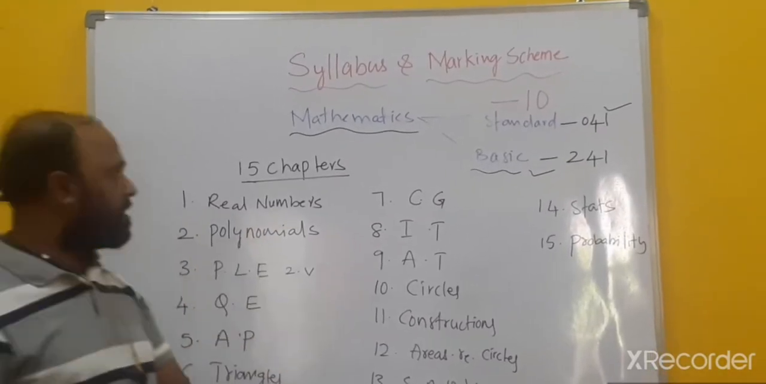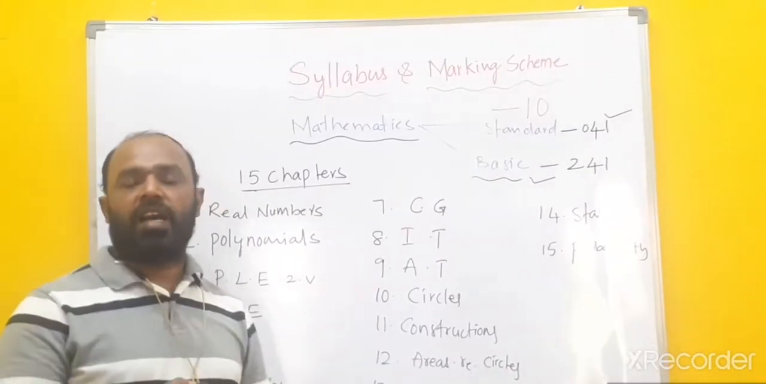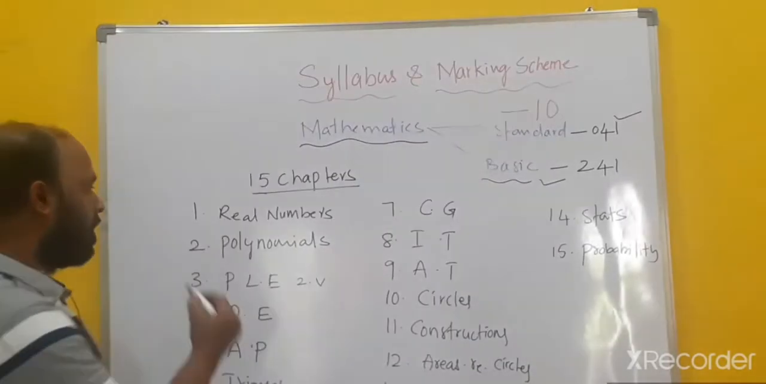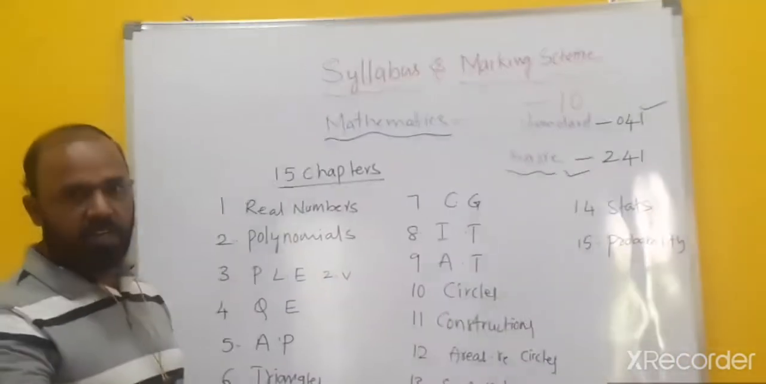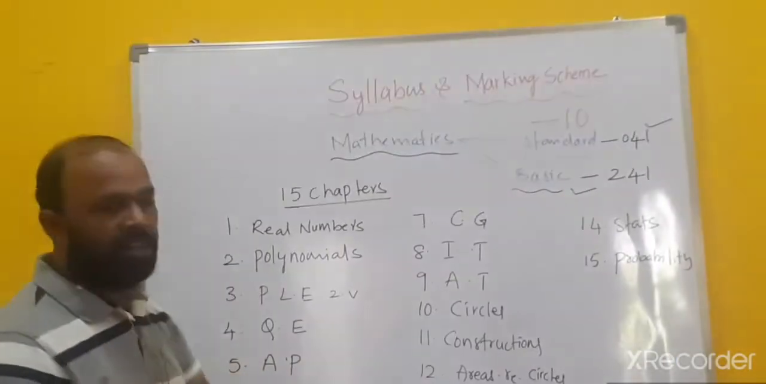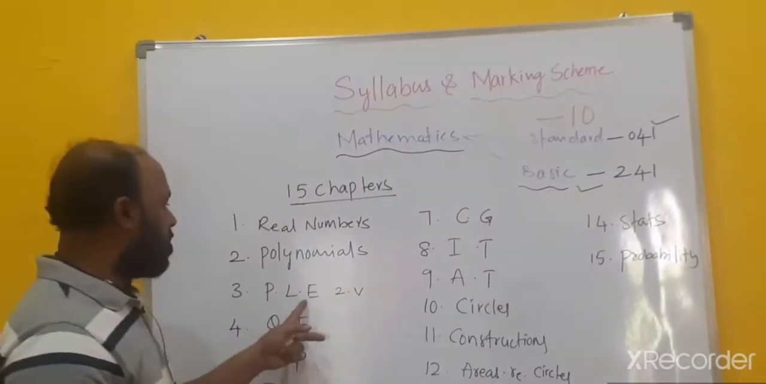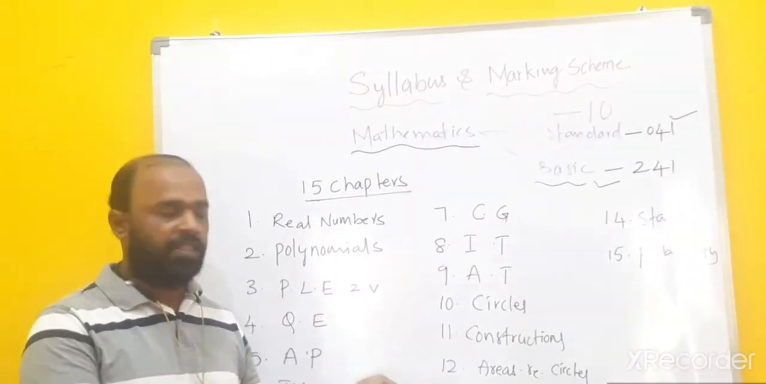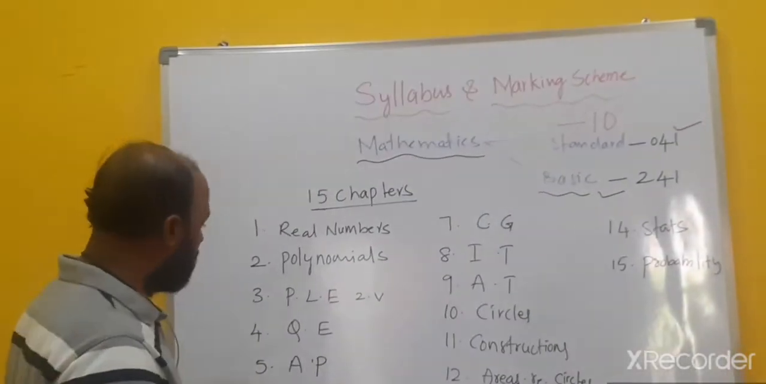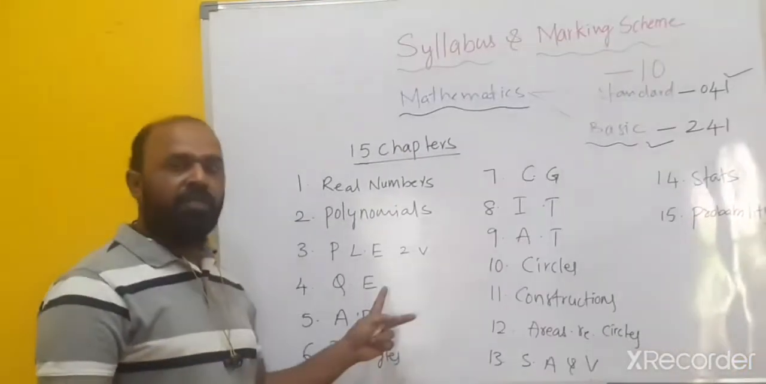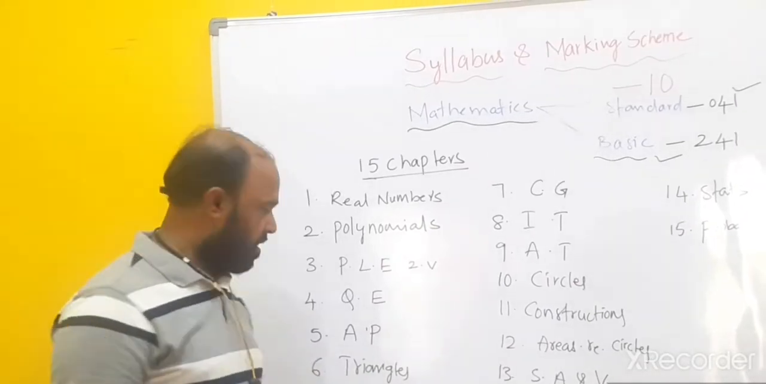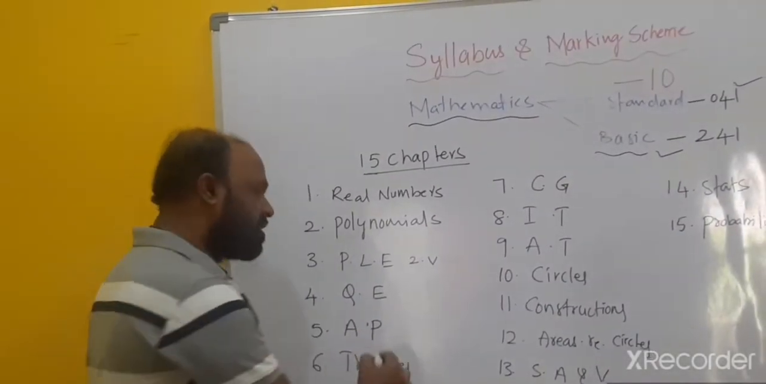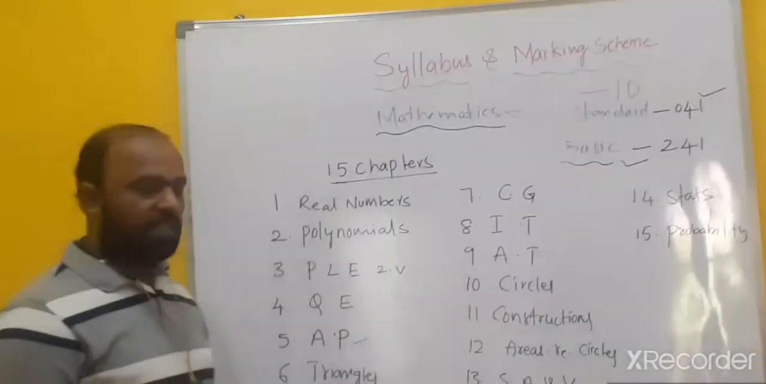Real numbers is related to our class 9th number system. Polynomials you already did in class 9, that is the same continuation, a little extra. Pair of linear equations in two variables, you already did in 9th class, so again a continuation here. Then quadratic equations, this is like factorization. And arithmetic progression, this is new for you. You will do it.